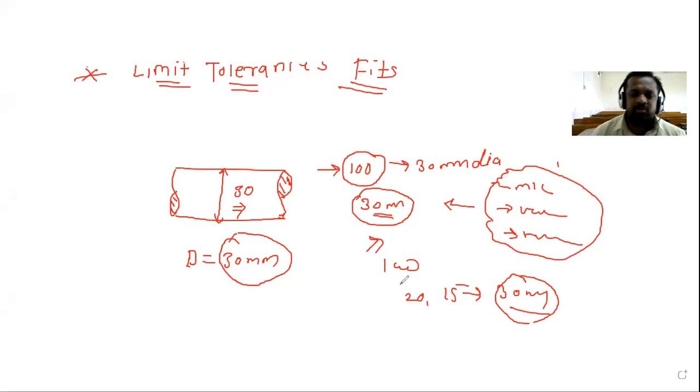Why is it not possible? Because of some machine error, human error, vibrations, and again different errors. Due to that, it is not possible to get that exact 30.